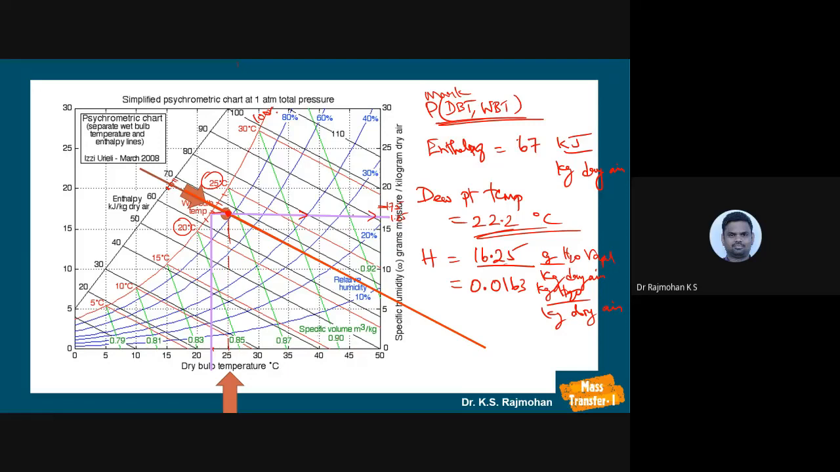And one more thing, specific volume. These green lines we can determine parallelly at the point. So what is the value here? This is 0.85, this is 0.87, green lines. Half of it will be 0.86 and this is again half of that, so 0.865. You can say specific volume is 0.865 cubic meter per kg of dry air. So this way we can make use of this psychrometric chart.